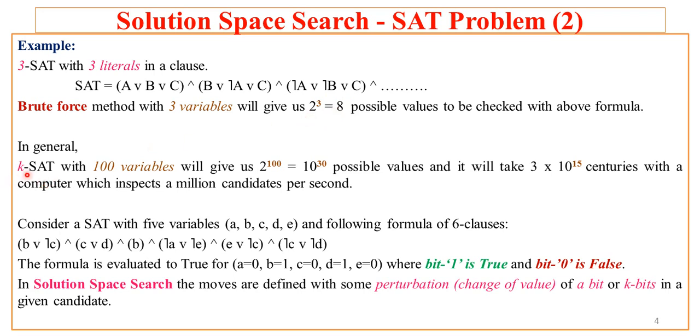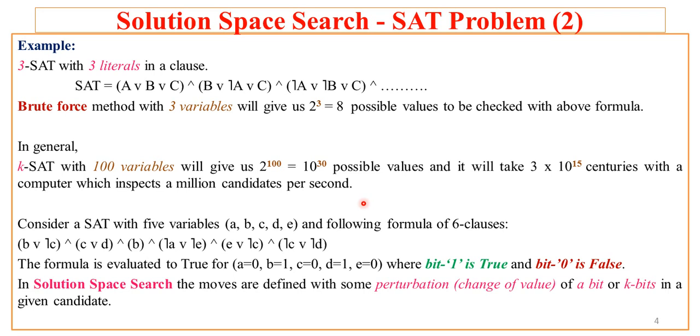But what if there is a k-SAT problem? k-SAT means there will be k literals used, and there might be 100 variables for this k-SAT, and that will take 2 raised to power 100, which is about 10 raised to power 30 possible values, and it will take 3 into 10 raised to power 15 centuries with a computer which inspects a million candidates per second. So this is just impossible. If we try to solve the k-SAT problem with 100 variables with the brute force method, it will take 3 into 10 raised to power 15 centuries, which is near to impossible.